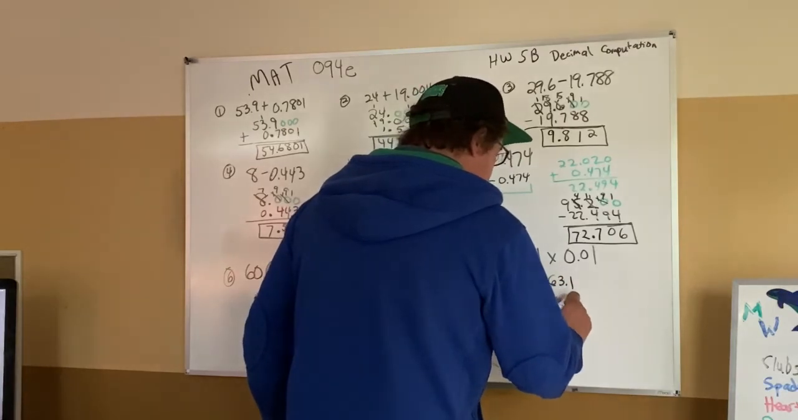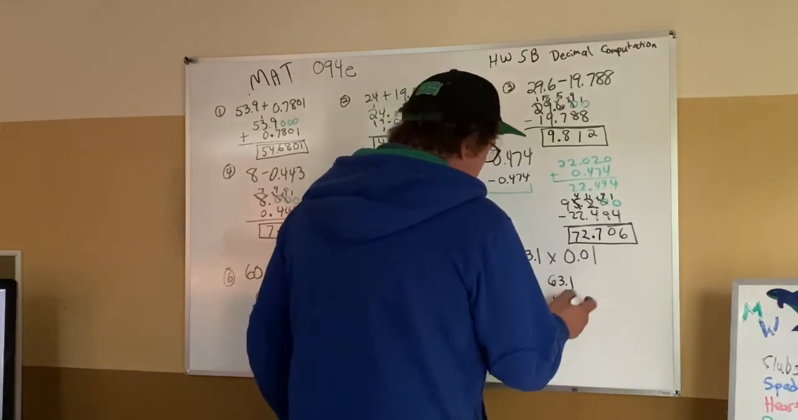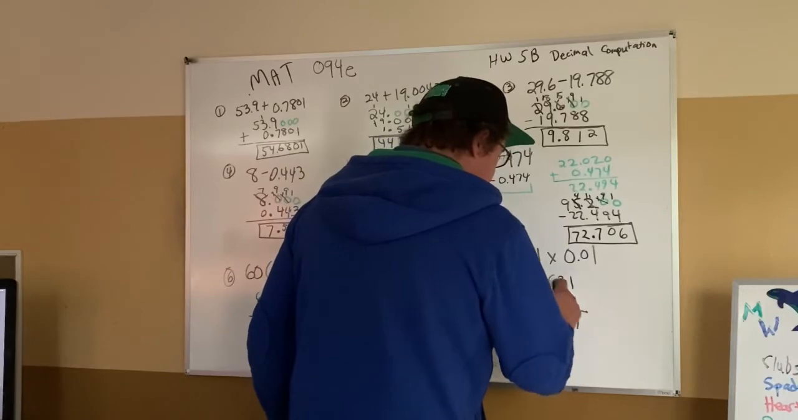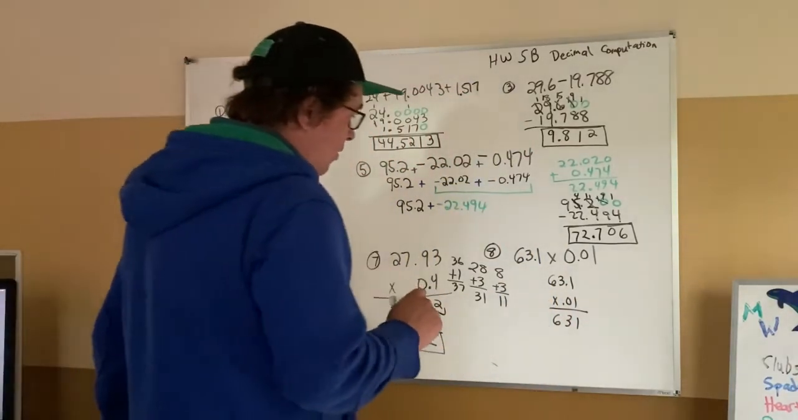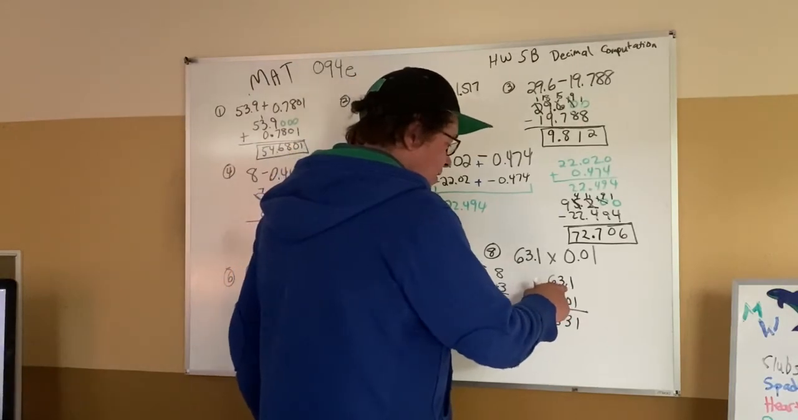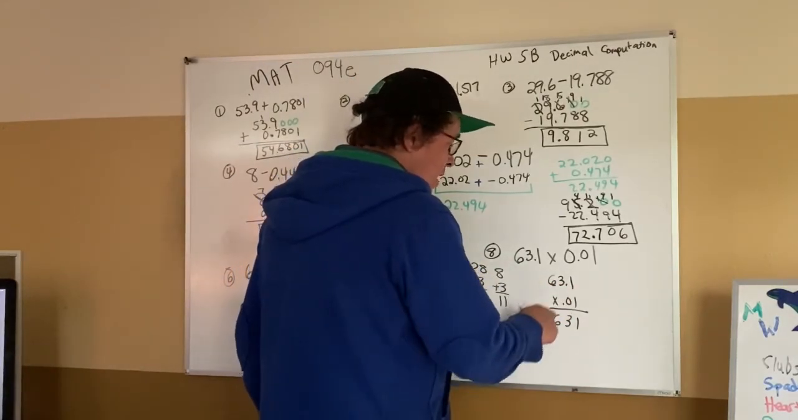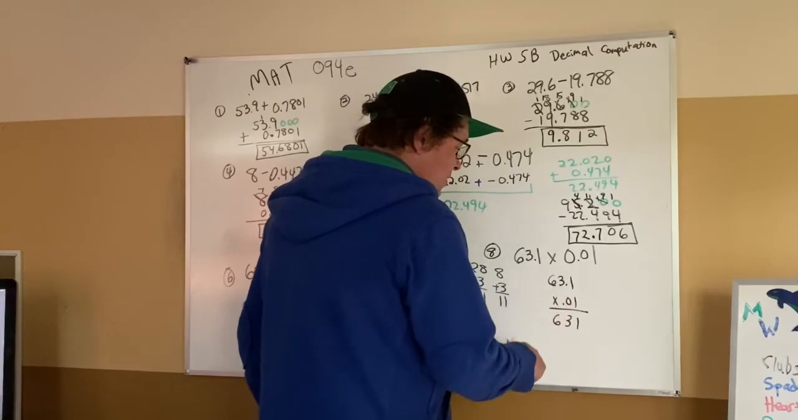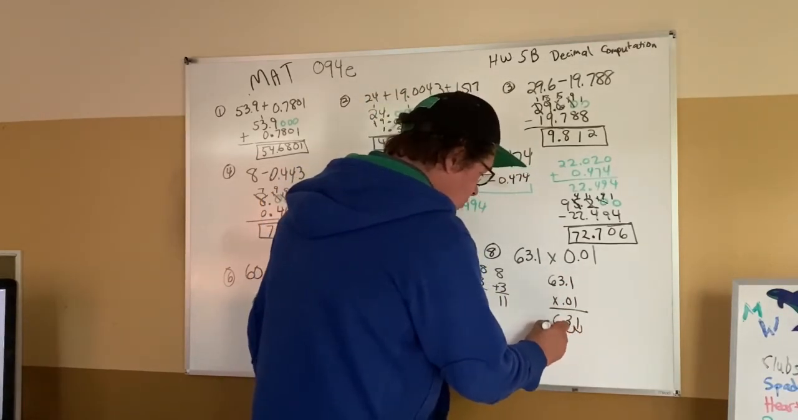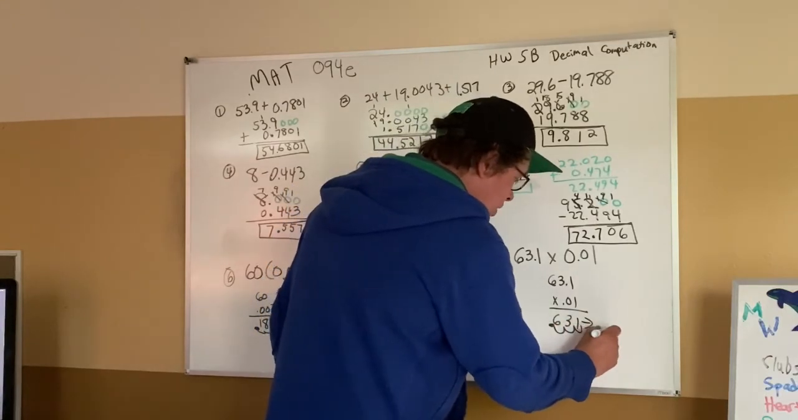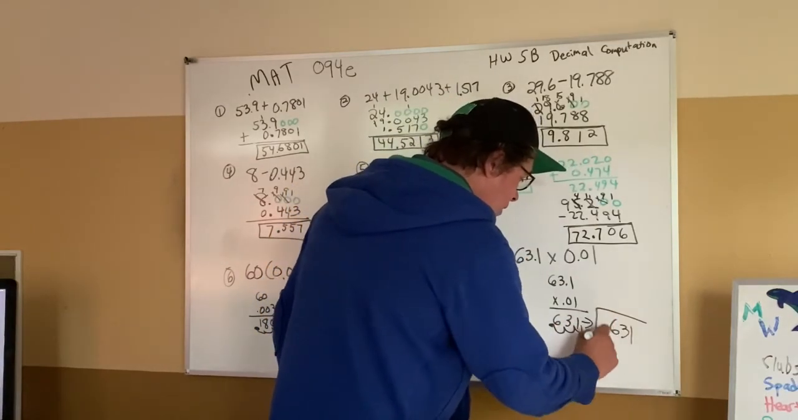63.1 times 0.01. 1 times 1, 1 times 3, 1 times 6. Looking like I have 631. However, I owe them a digit here. I have 63 instead of 631. And I owe them 2 digits where I have 0.01 instead of 1. I owe 1 digit and 2 more. I owe 3 digits. 1, 2, 3. Right there, I have 0.631.